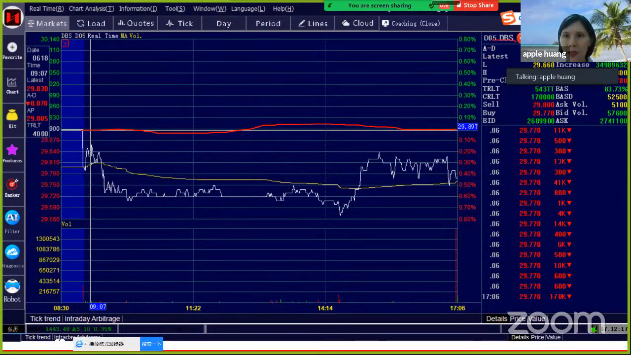And DBS last Friday went down. You will see the yellow line, most of the trading time is just below this zero level. So DBS is trading lower.